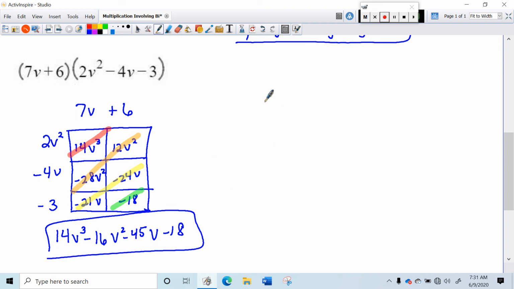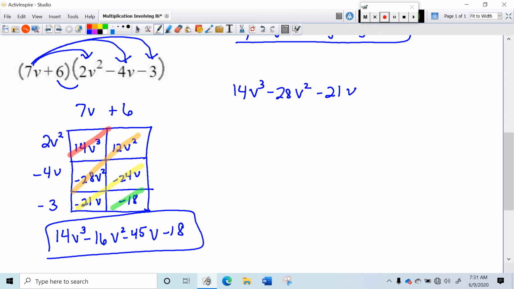Okay. Let me remind you of what the distributive property is for that one in case you choose to do distributive. 7 times 2 is 14. v times v squared, that's a total of 3 v's. Go to the negative 4. 7 times negative 4 is negative 28. I have 2 v's there, so that's v squared. Go to the next one. 7 times negative 3 is negative 21, and I have a v.